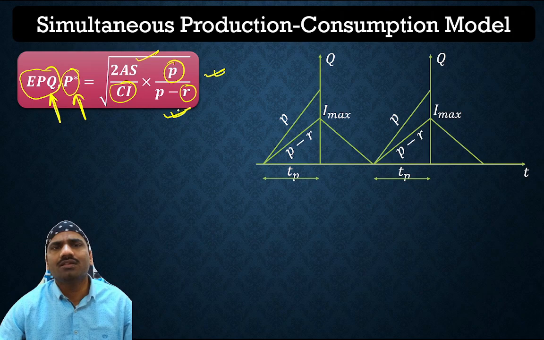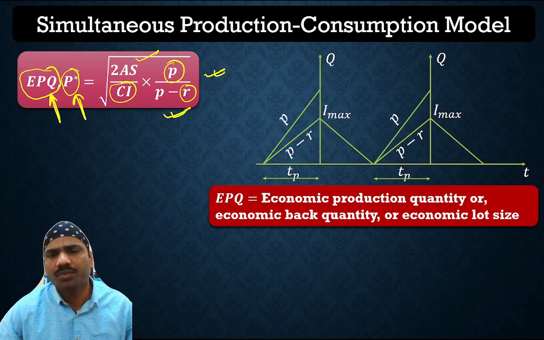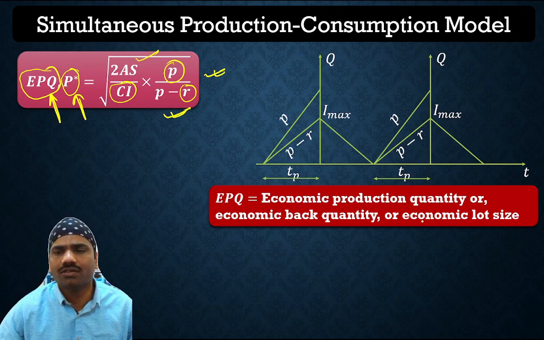So we can find economic production quantity by making use of this particular formula. EPQ, economic production quantity, is also known as economic batch quantity, or we can say economic lot size. So this is the economic lot size. If we are going to produce this particular size, then we will have maximum profit with the same setup.